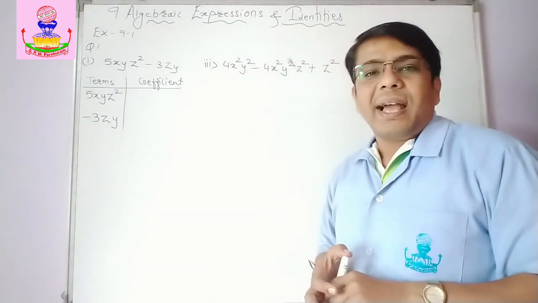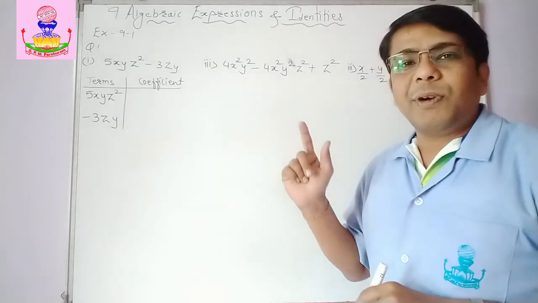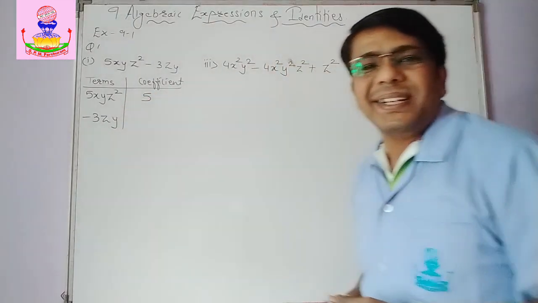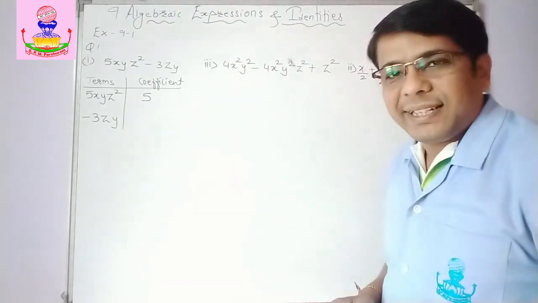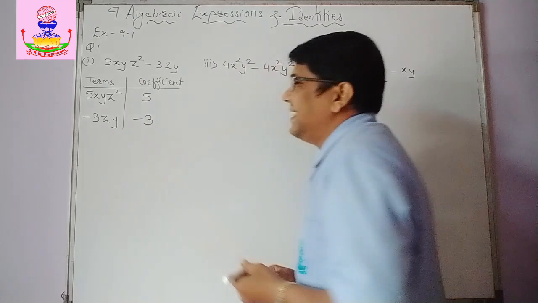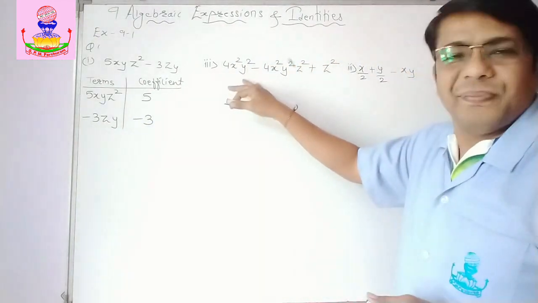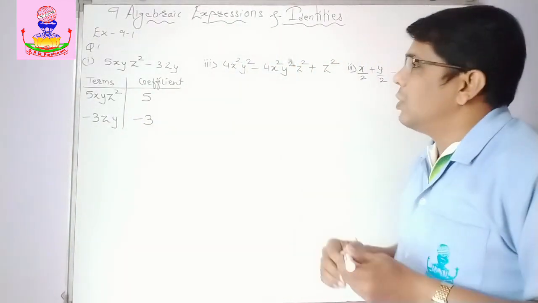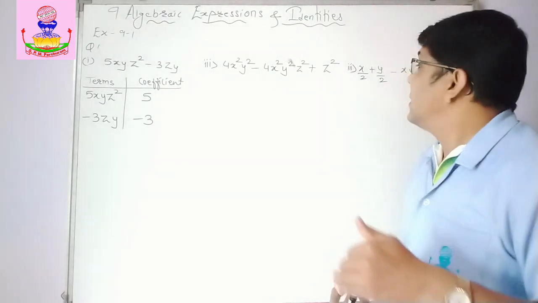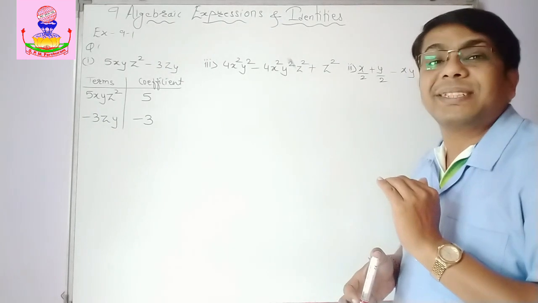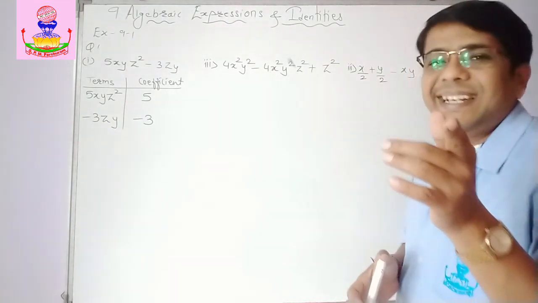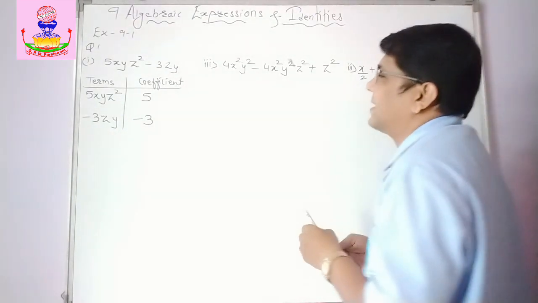Okay, and what is the coefficient for the first one? Yes, exactly, it is 5. And for the second, absolutely right, minus 3. Right, same way here. Okay, now this is the third one, 4x square y square minus 4x square y square z square plus z square. How many terms are there? Yes, there are 3 terms, exactly.